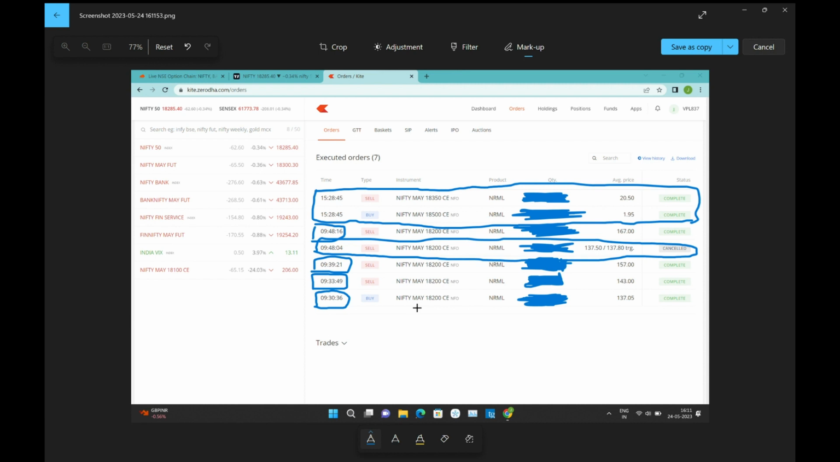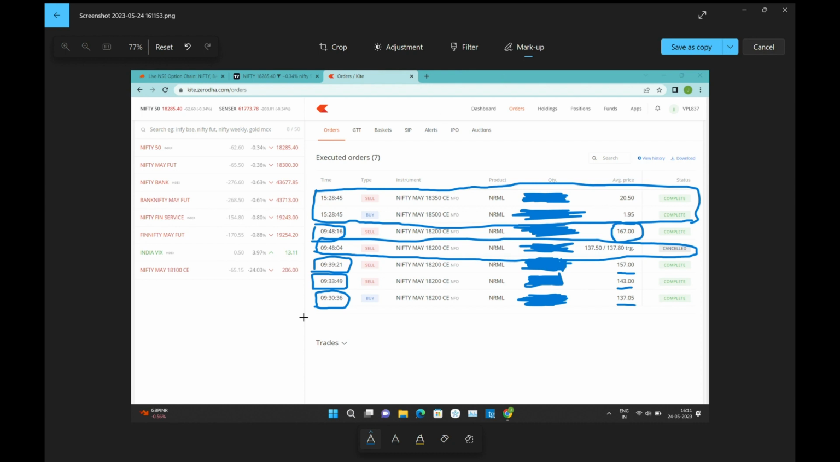Okay, so for buying today I bought Nifty May expiry, tomorrow's expiry, calls. Strike price was 18,200 and premium was 137. I exited 20% of my positions at 143, another 20% at 157, and the rest 60% at 167. If we consider the average of my exits, it would come to approximately 20 to 23 points on options, if I consider the average price for selling.